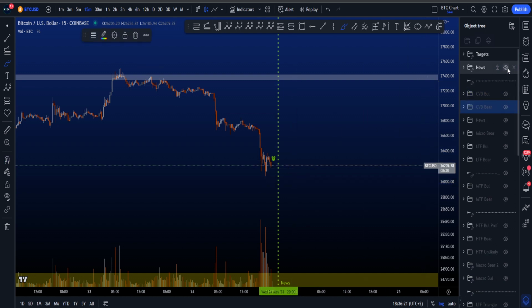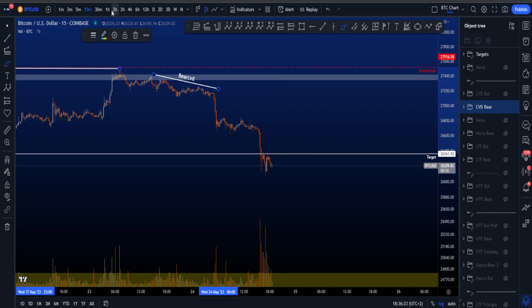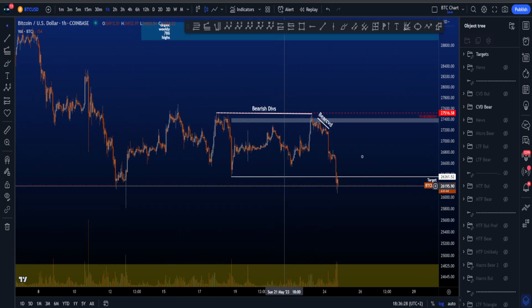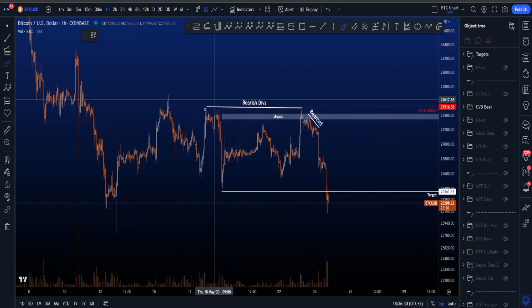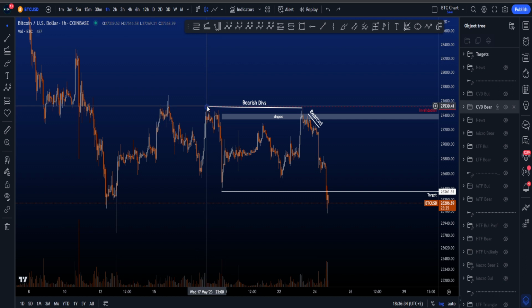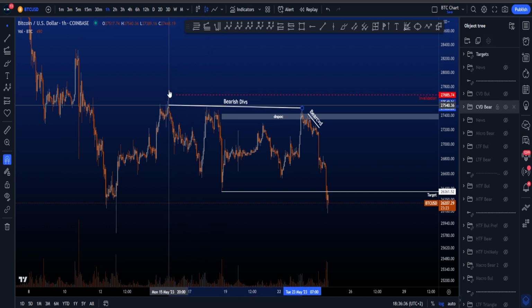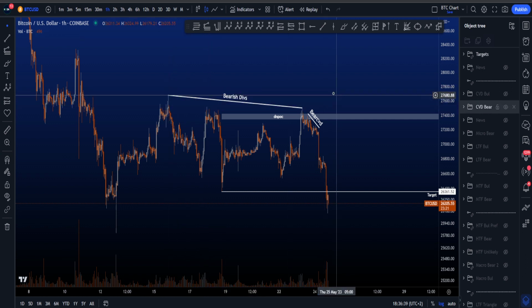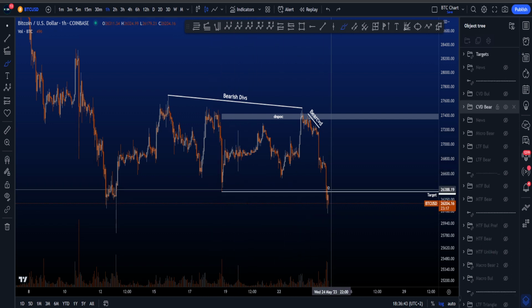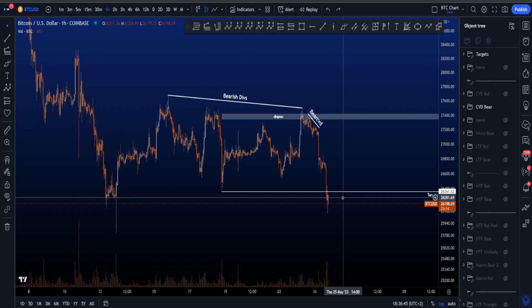Then finally, let's have a look at the CVD divergences, because we had bearish as well as bullish CVD divergences. The bearish one over here was between the highs. Actually, you had bearish divergences between these highs, but you also had bearish divergences between these highs over here. And the target for the bearish divergences were these highs. Now, these highs now have been taken, so the target has been reached.